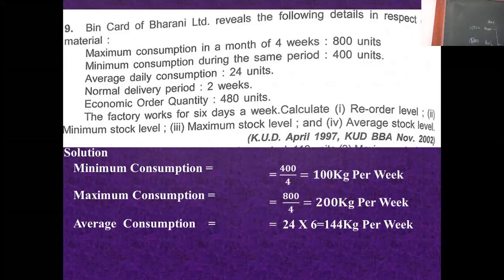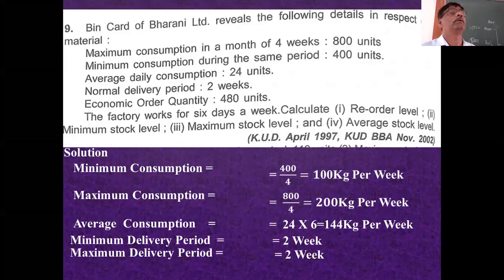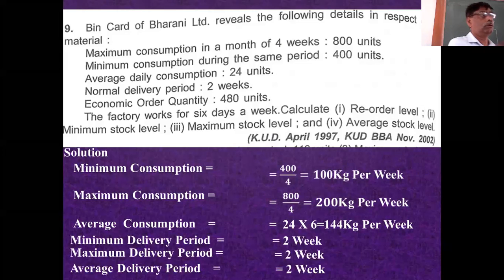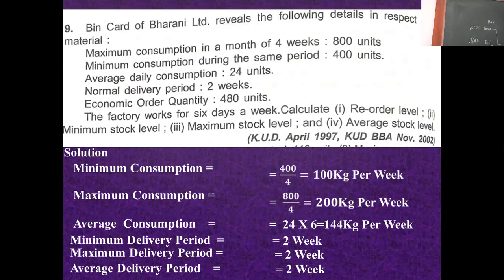Remember this. All this converted into week. Clear? You have to convert it into week. And I take the delivery period. Delivery period minimum is 2 weeks, maximum is 2 weeks, average is 2 weeks. Okay, how is it? Average is 2. I consider average itself as minimum, maximum, and average. Okay. In doubt, like this, you have to calculate the requirements, then solve the problem.